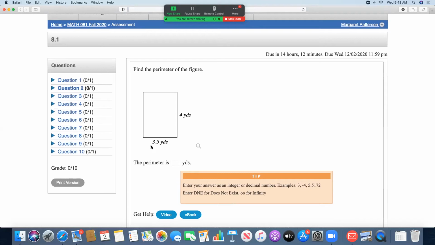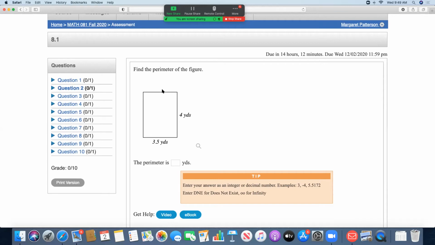Do you need to see it visually, or can you do it from the formula? So I would have 4 yards on the left and 4 on the right. I would have 3.5 on the bottom and 3.5 on the top. And I added them all up.